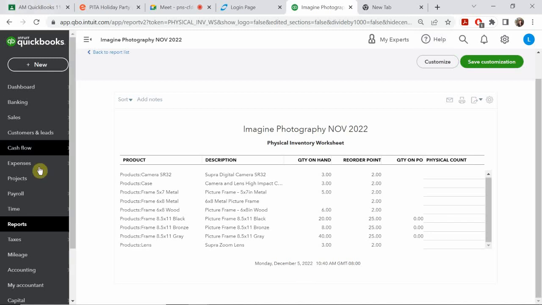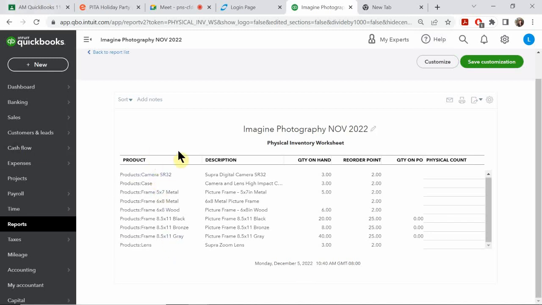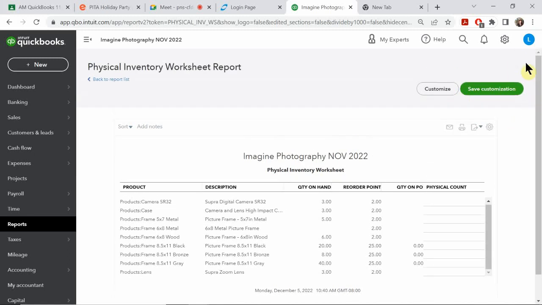But in this case, like I mentioned right here, it lists out all the items that you're currently keeping a track record for. It tells you the quantity on hand, and this is the column where you can write in, when you print it out, how many items you actually have physically. Okay, so that's the physical inventory worksheet for you.